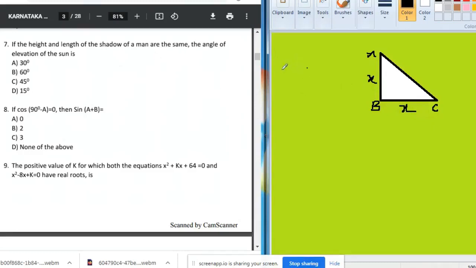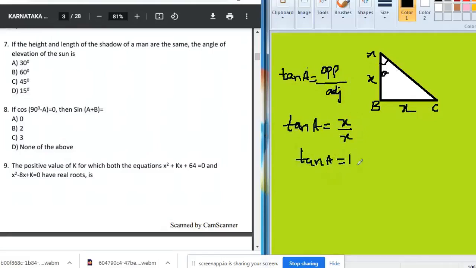So we will take the tangent ratio. We all know that tan A is equal to opposite side by adjacent side. So tan A is equal to opposite of A is X, which I assume, and adjacent is also X. X by X is always equal to 1. So if tan A is 1, angle A will be 45 degrees.